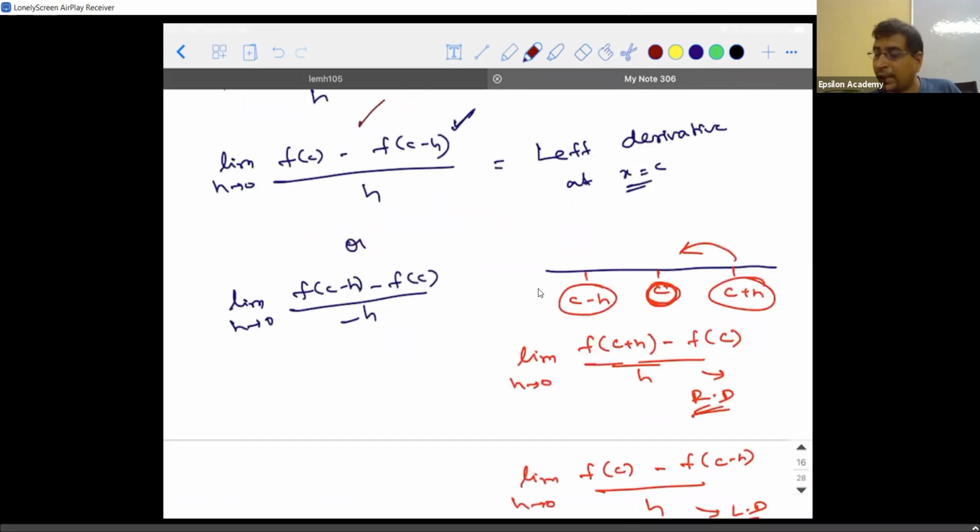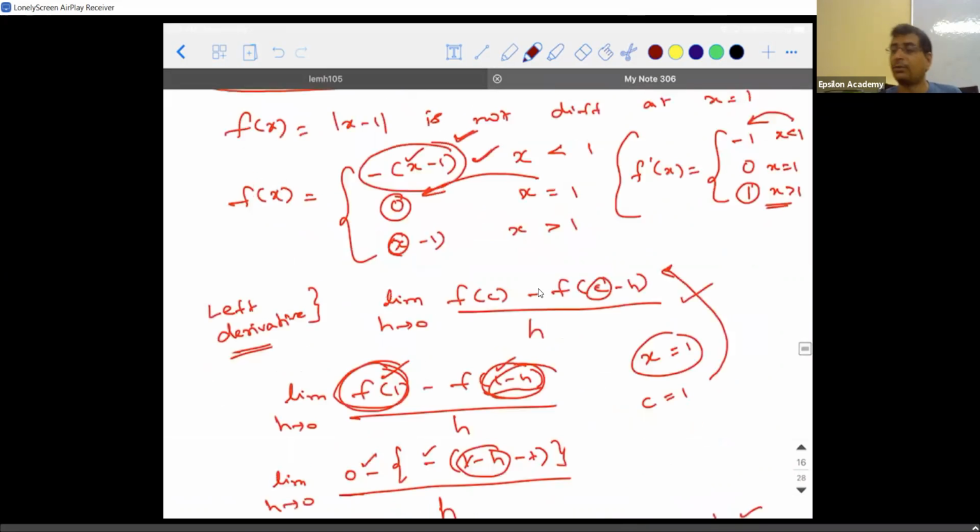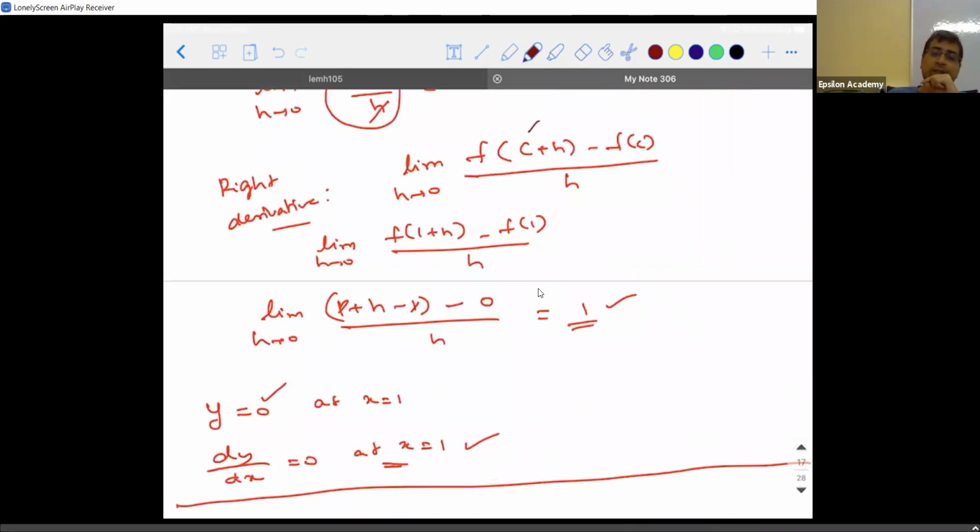Similarly, what is going to be the right derivative? It is limit h tends to 0, f of c plus h minus f of c, the whole divided by h. This is going to be the right derivative. And dy by dx is obviously going to be the derivative. If all these three have the same value, the same output, then you can say that the given function is differentiable at that particular point.